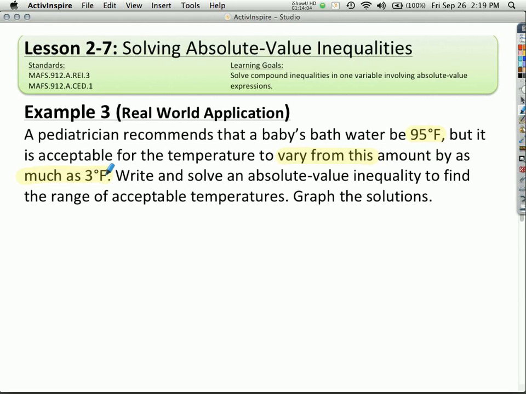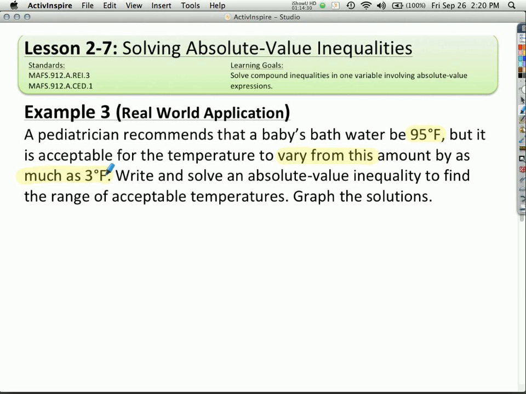Okay, can it be 4 degrees off? No. Could it be 5 degrees off? No. Could it be 1 degree off? Yes. Okay, so now we understand what as much as 3 degrees means. It can be 3 degrees, 2 degrees, 1 degree, or exactly 95. But once I go over the 3, then that's not okay. Then the baby's in danger, right? If I go over the 3 degree distance.